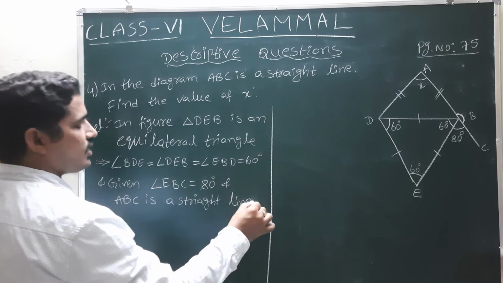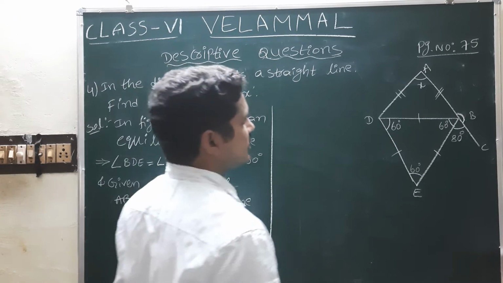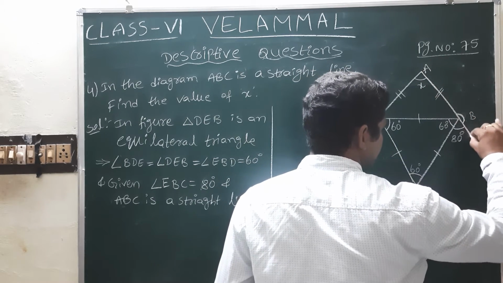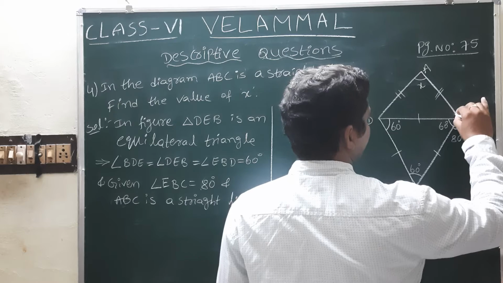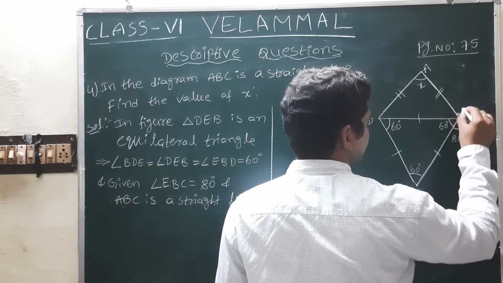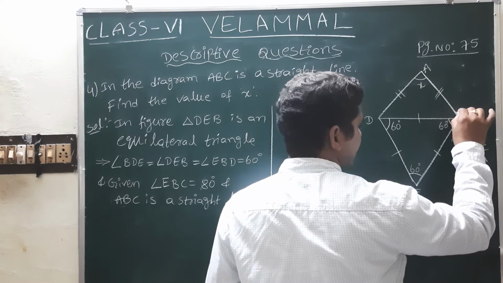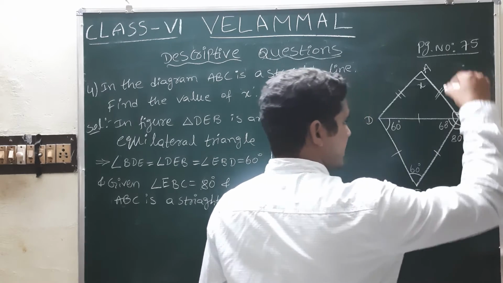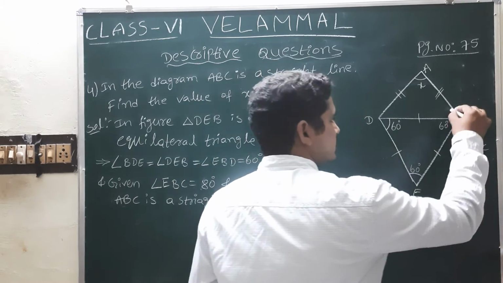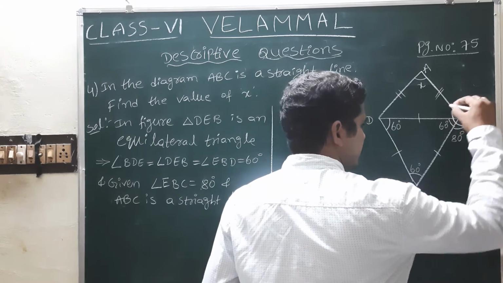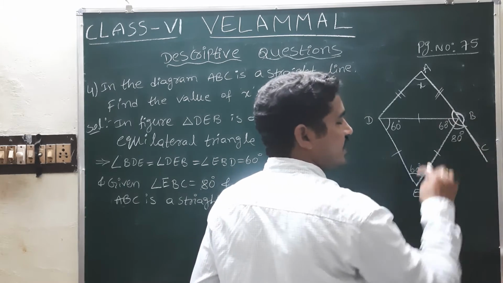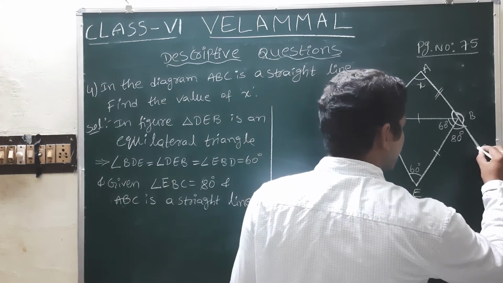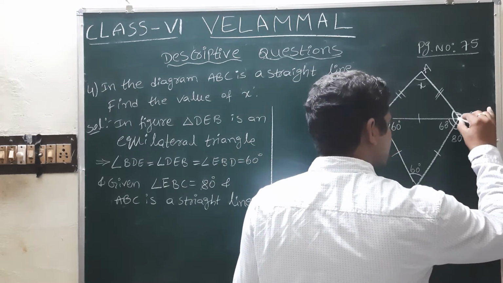Why is this straight line information given? If you observe, whenever it is a straight line, here we will get the angle as 180 degrees. At point B, this angle we can say as 180 degrees. But this 180 degrees is divided into three parts. If you observe carefully, this is one part.